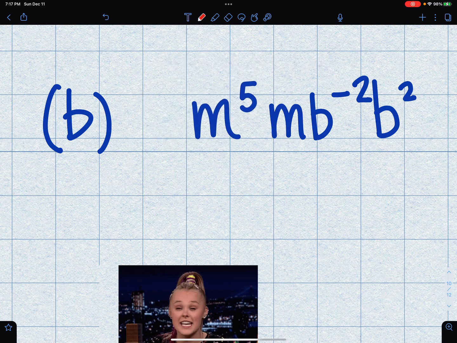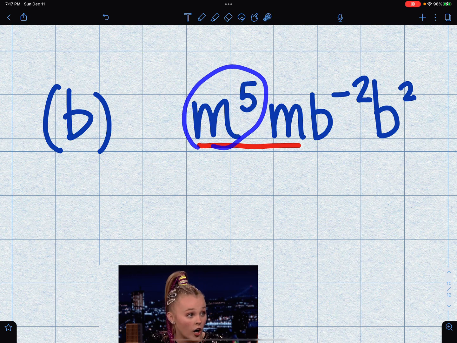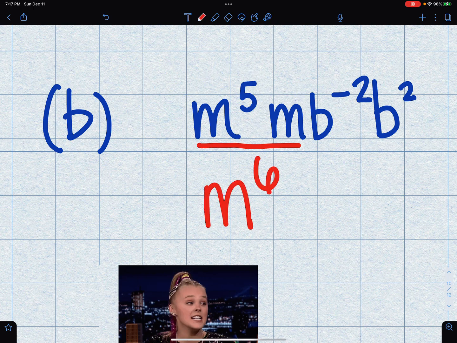Okay, let's start with the M's. How many M's are we going to have? Well, there's 5 M's here, and then there's 1 M here. 5 plus 1 simplifies to M raised to the 6th. Okay, now let's do the B's.